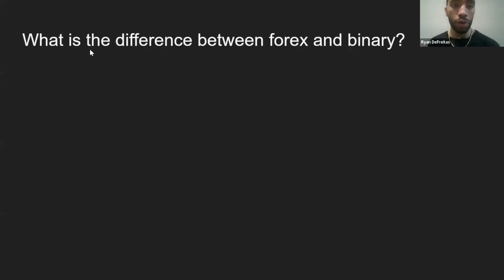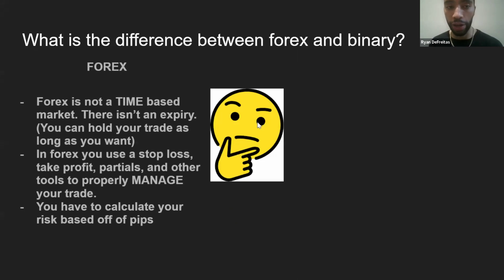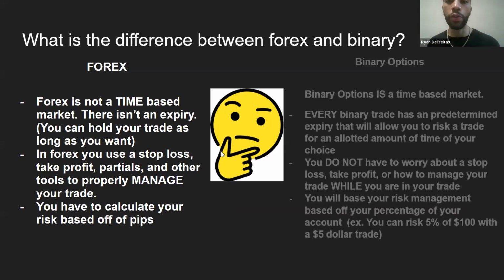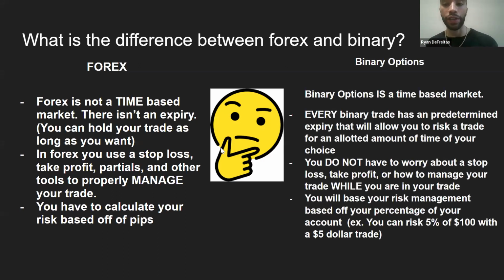What is the difference between Forex and binary? Forex is not a time-based market. There is no expiry. You can hold it as long as you want. In Forex, you have to use stop losses, take profits, partials, a lot of tools to manage your trade. You also have to calculate your risk based off the pips. Compared to binary, it's a lot of management. With Forex, you can hold your trade for however long you want. If you buy gold and you want to hold it till kingdom come, you can do that.